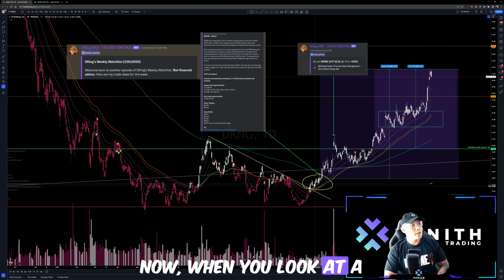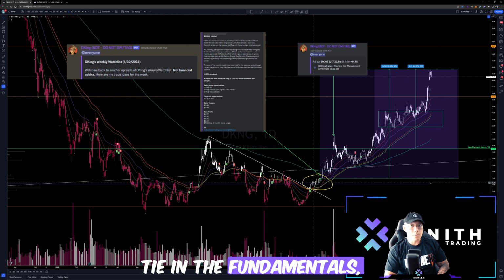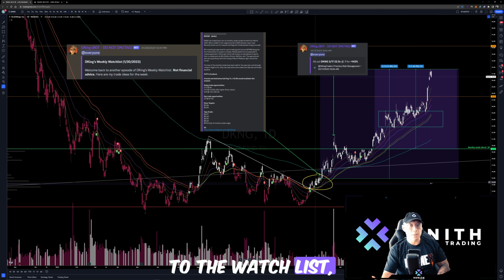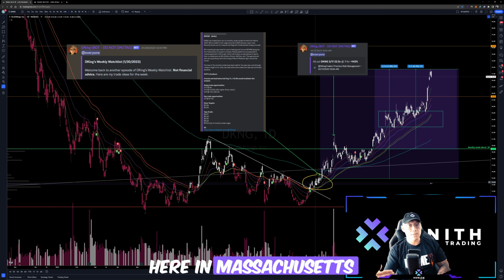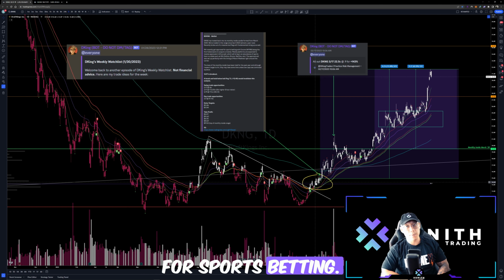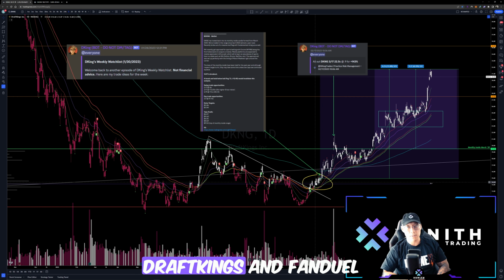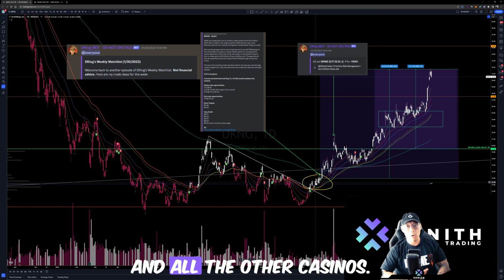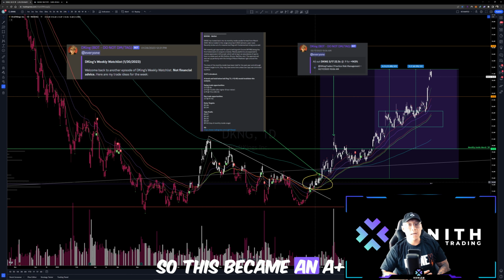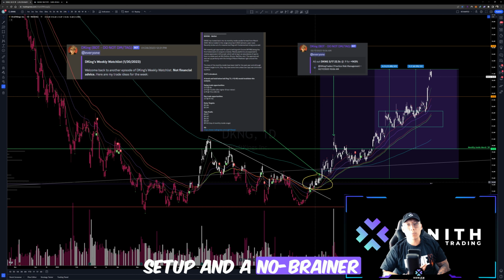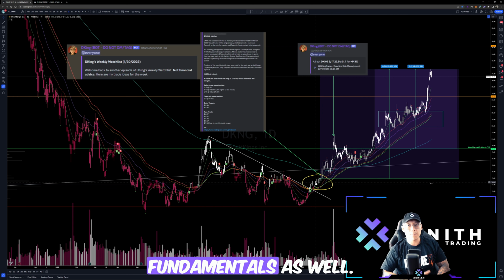Now, when you look at a chart like this and you tie in the fundamentals, when I added DraftKings to the watch list, Encore, the casino here in Massachusetts, recently got approved for sports betting. So they had a lot of booths where you can submit your sports betting inside the casino. Based on that, it was inevitable that Massachusetts was also going to approve sports betting for mobile platforms such as DraftKings and FanDuel and all the other casinos. So this became an A+ setup and a no-brainer trade, not just based off technicals, but fundamentals as well. When you pair the two together, it's really a no-brainer.